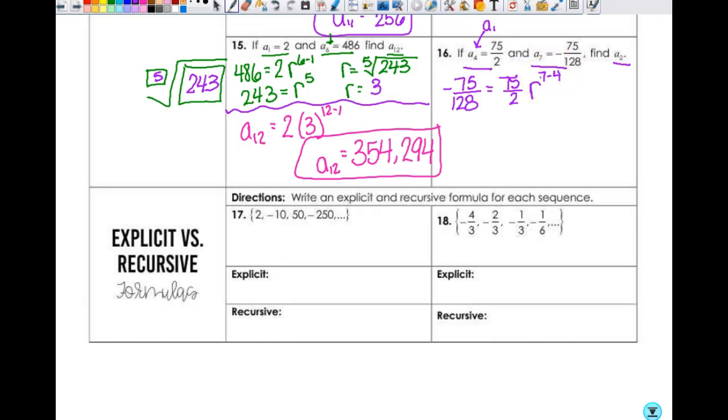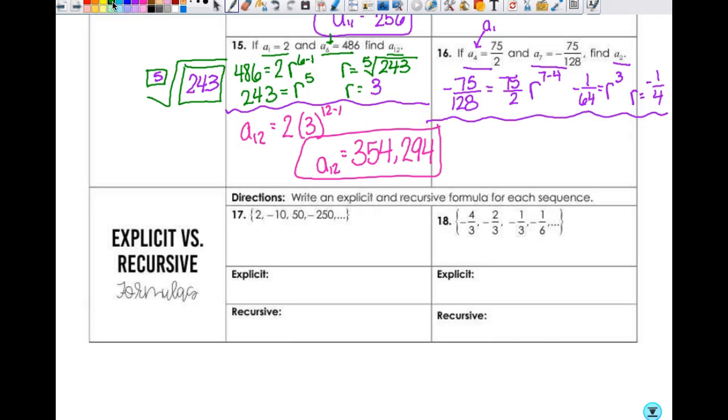Yes? Okay. So then that means I get negative 1 over 64 is equal to R cubed, and R is equal to negative 1/4. All right, so I could go find A1, but I really don't need to because I can still pretend.